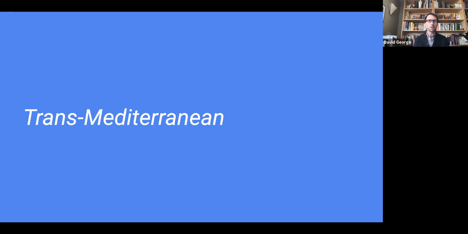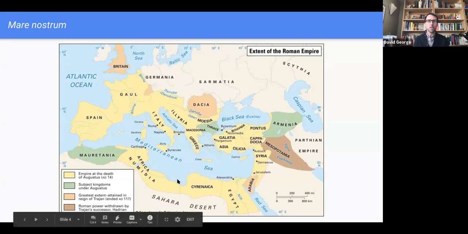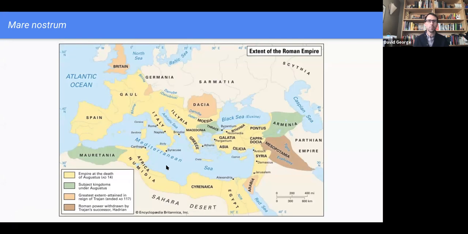So to get started, we can think about the Mediterranean and its place in the world and in the known world. And the map that you can see on the screen is a map of the Roman Empire. And the Romans referred to this space as Mare Nostrum.